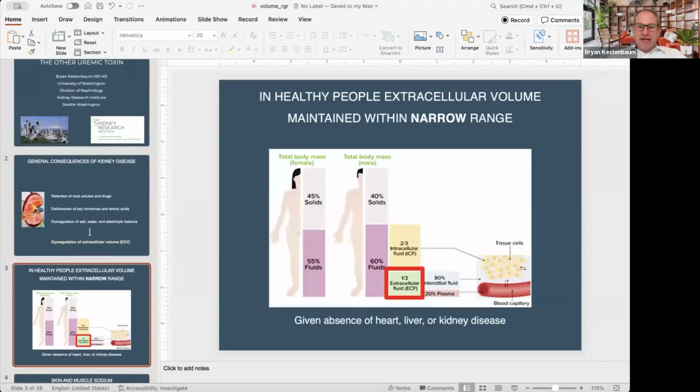As a review, we are about 55 to 60% fluid, and that distribution of fluid is mostly intracellular, two-thirds intracellular, and the extracellular fluid is the one-third of our fluids that are outside the cells, 80% of which is the interstitial fluid. That's the stuff that's floating around cells and in muscle and tissue and everywhere else. And then 20% that's inside blood vessels. And if you don't have heart, liver, or kidney disease, this extracellular volume is typically maintained in a very narrow range.